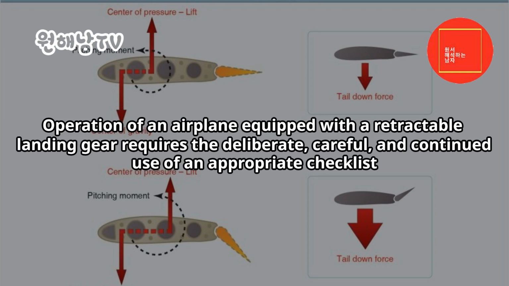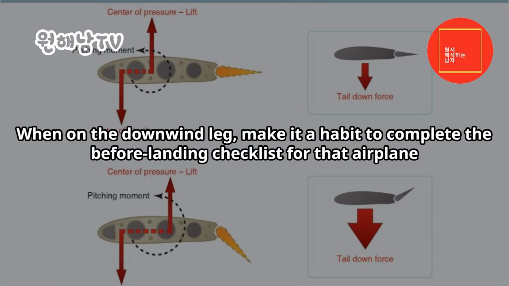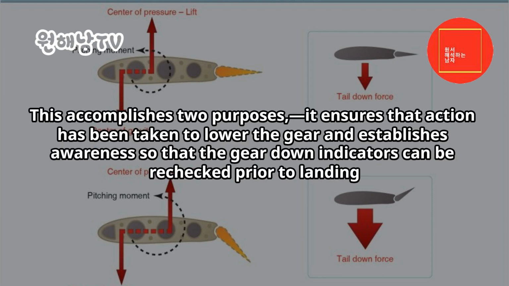Operation of an airplane equipped with a retractable landing gear requires the deliberate, careful, and continued use of an appropriate checklist. When on the downwind leg, make it a habit to complete the before landing checklist for that airplane. This accomplishes two purposes. It ensures that action has been taken to lower the gear and establishes awareness so that the gear down indicators can be rechecked prior to landing.